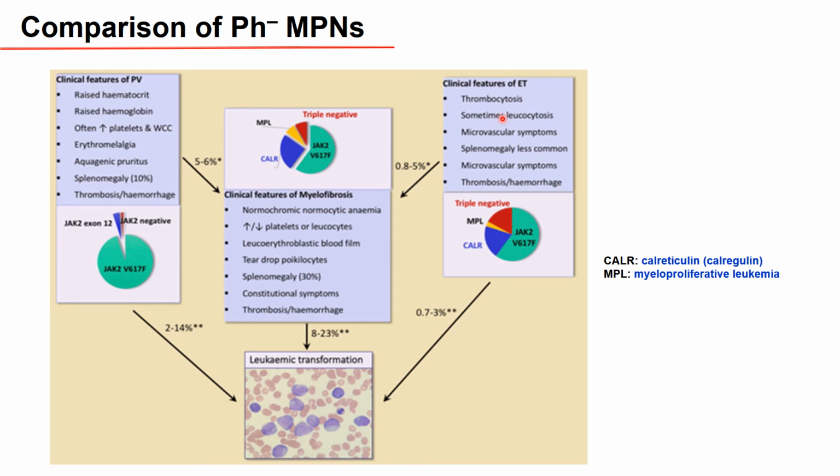Sometimes leukocytosis can happen. Microvascular symptoms, especially when we do have a plaque in the periphery, when we do have an abnormal perfusion in the periphery. Splenomegaly is a less common one, and thrombosis and hemorrhage can happen in this patient. And here you can see the JAK2 mutation is a very common one, and the other one is calreticulin. That's a calcium binding endoplasmic protein, and in about 1/3 of the cases it is increased.